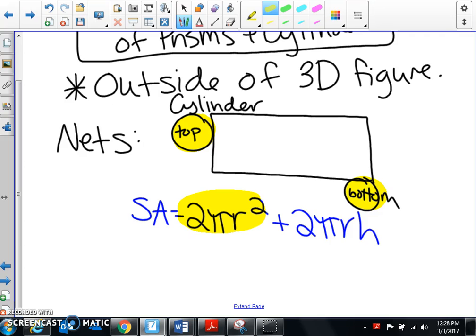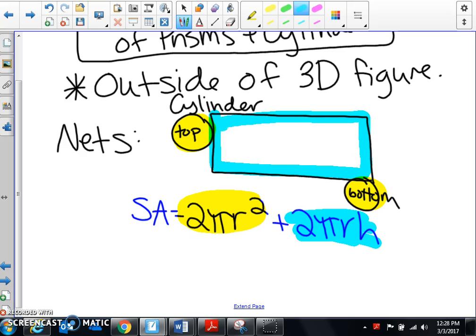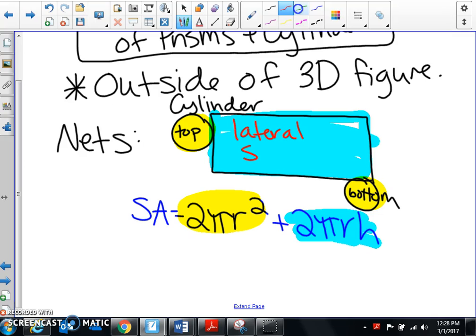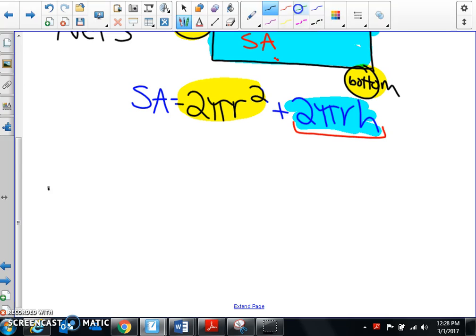That 2 pi r h right here is this rectangular shape that puts the two together. We are going to call that its lateral surface area. So for instance, if they give us a tomato soup, they love talking about tomato soup, and they ask, what's the area of the label? Boom, we're finding the lateral surface area, because you don't put a label on the top or the bottom of the can.